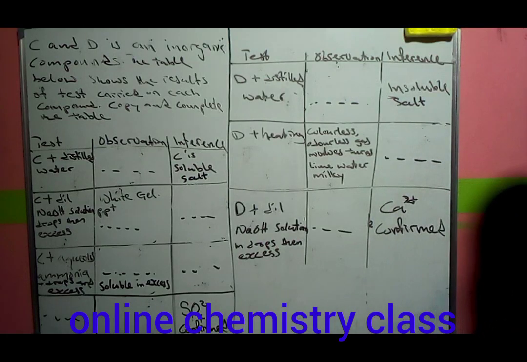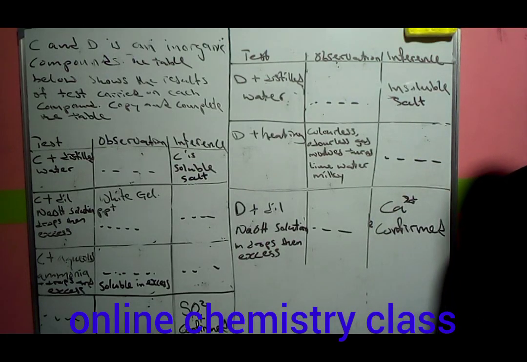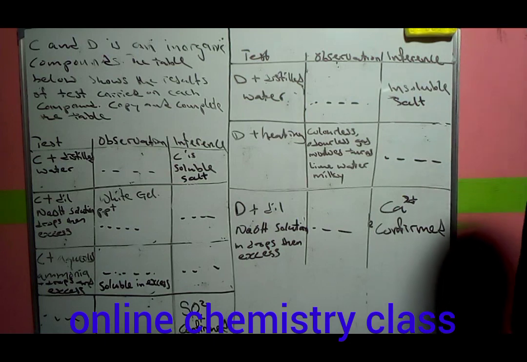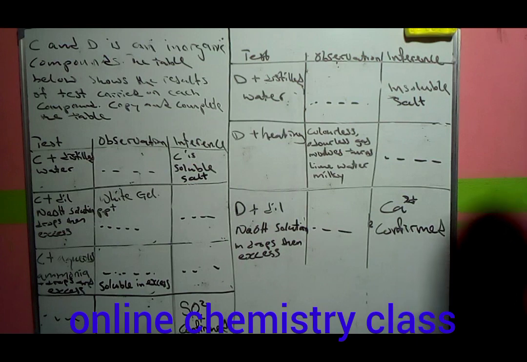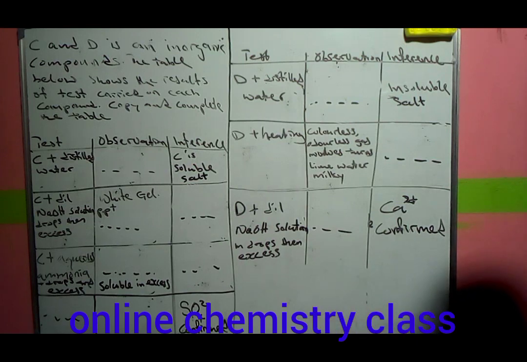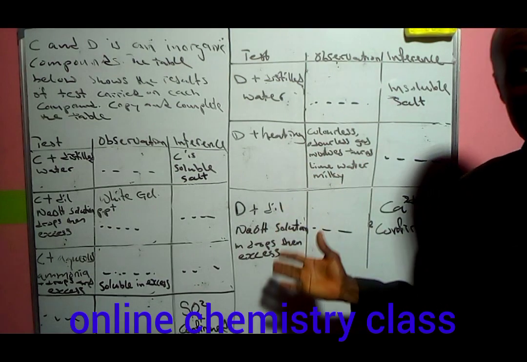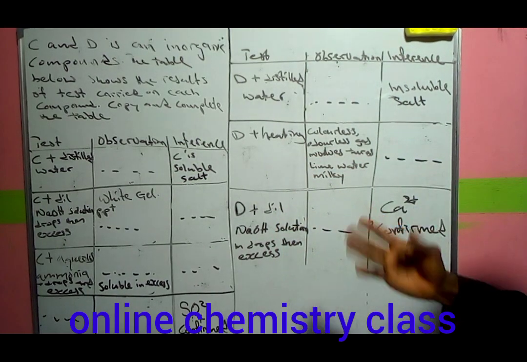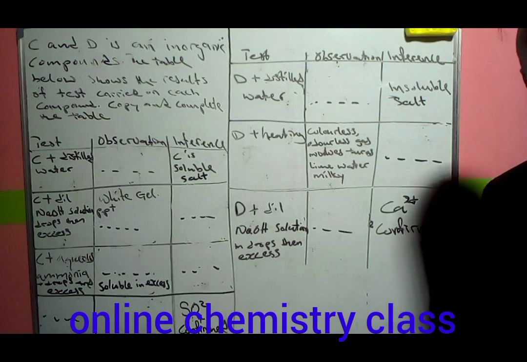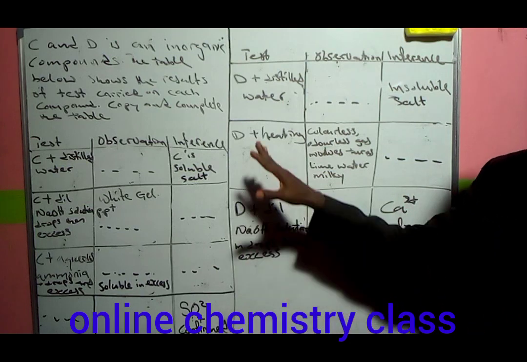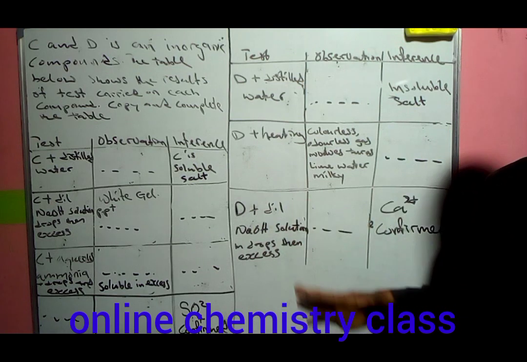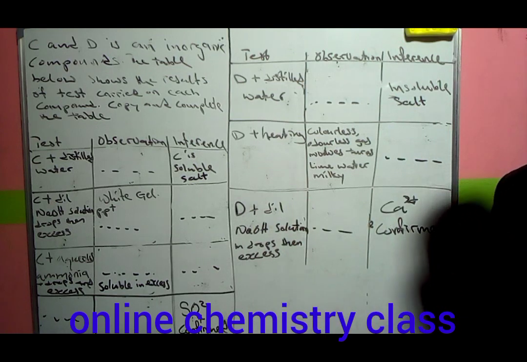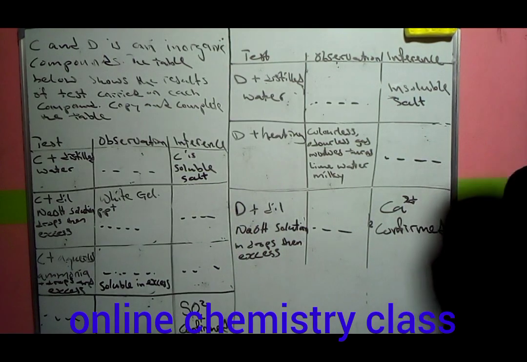Online chemistry class. Today we'll be looking at a past question on alternative to practical chemistry exam. That is, this one is a SWOT analysis. In every GCE exam, for the alternative to practical, you are not going to do the practical, but they will give you a table of charts of what has happened in the experiment. You are expected to fill in the gaps.